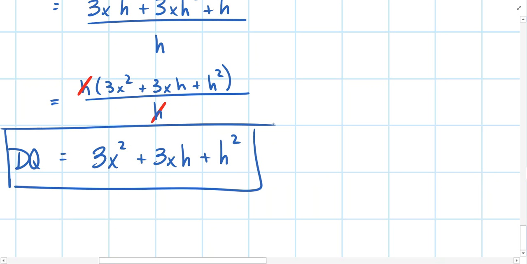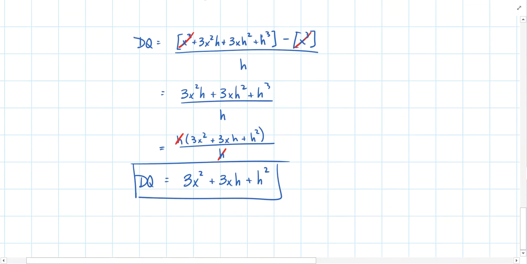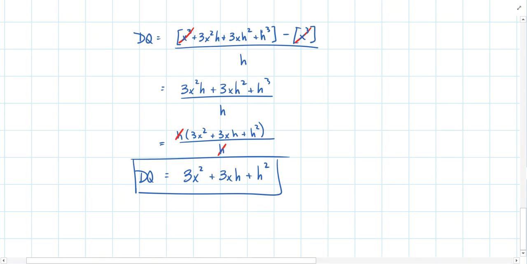So that seems like a lot of work to complete for a problem like this, and it is. But part of getting you ready for a calculus class is to make sure that your algebra skills are very, very strong. And this is one of those instances where having a very strong algebra skill set will help you immensely when you enroll in calculus.